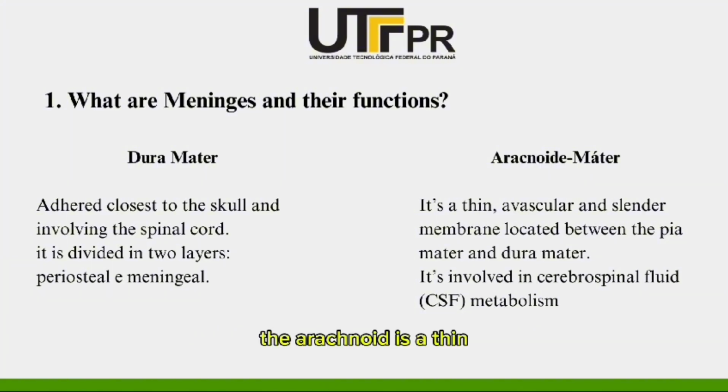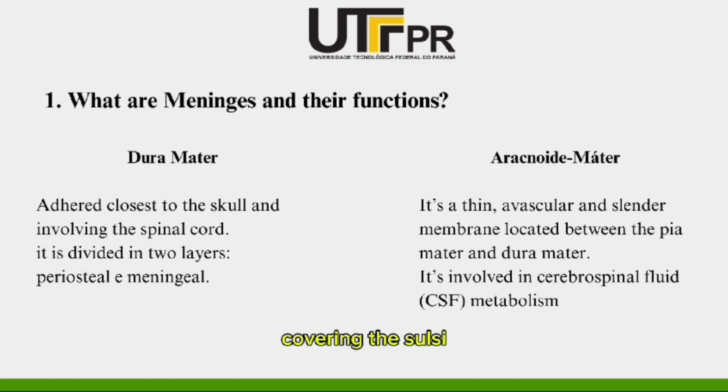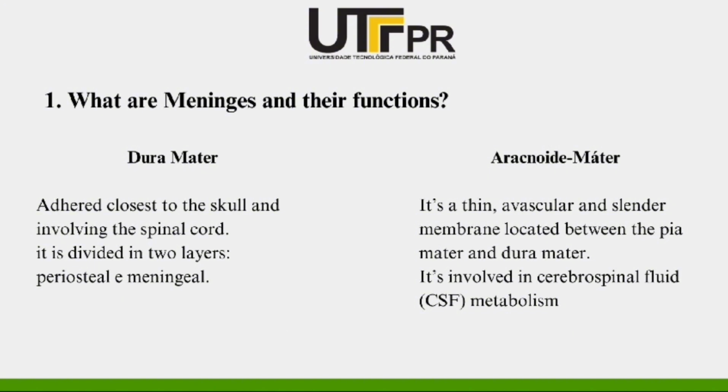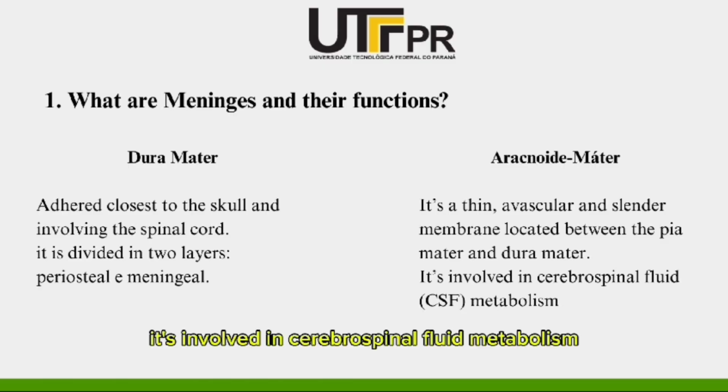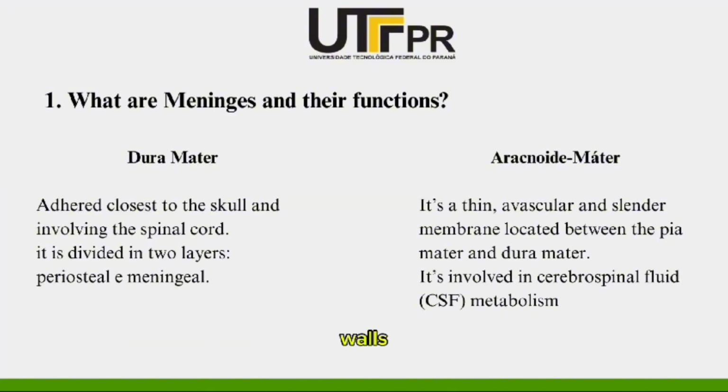The arachnoid is a thin avascular membrane between the pia and dura mater, covering the sulci, which are fissures or depressions in the brain, and gyri, which are the brain's elevations or protuberances. It's involved in cerebrospinal fluid metabolism produced in the choroid plexus, a specialized tissue in the brain's ventricular system walls.